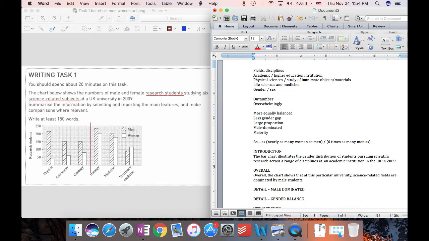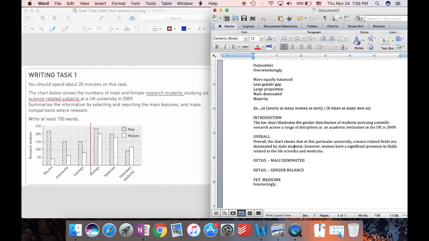but not completely. If you add all the numbers up, yes, it's male dominated, but however, women have a strong presence in biology and medicine and form the majority in veterinary medicine. Remember, we're talking about the overall picture. So however, female, let's not say female students because we just said male students. However, women have a significant, let's use this word, have a significant presence in fields or in disciplines related to the life sciences, I think we can, and medicine.